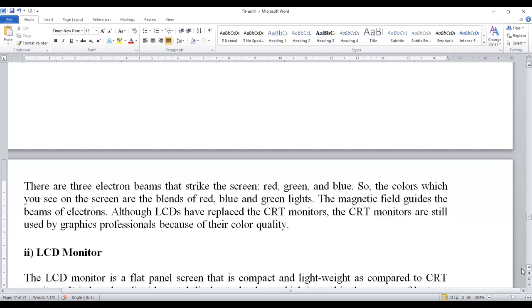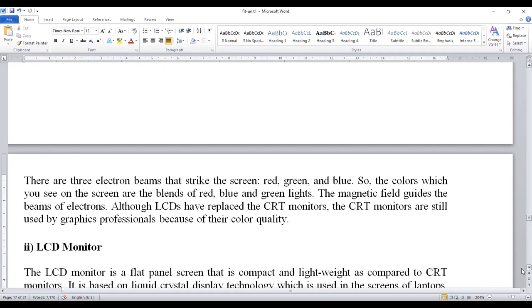What are the three types of beams that strike the screen? Red, green, and blue. RGB. So the colors that you see on the screen are blends of red, blue, and green lights. The magnetic field guides the beams of electrons. LCDs have replaced the CRT monitors. The CRT monitors are still used by graphics professionals because of their color quality.